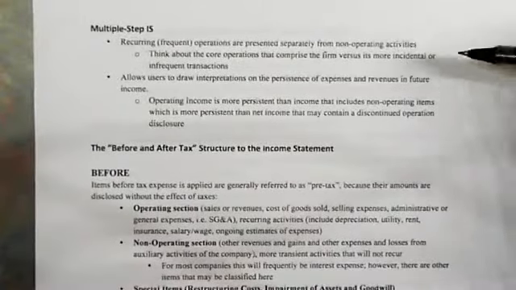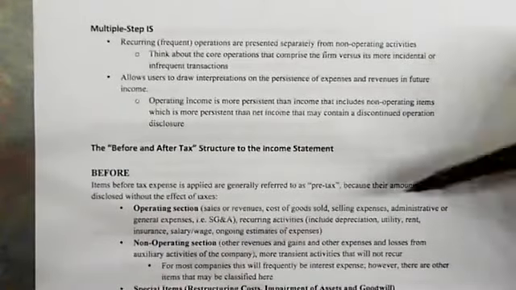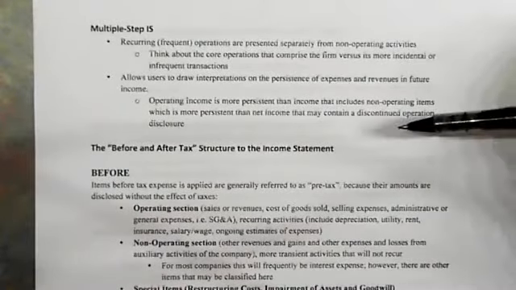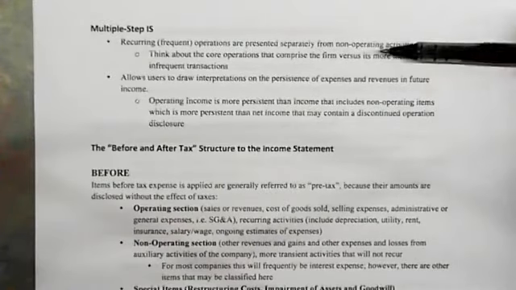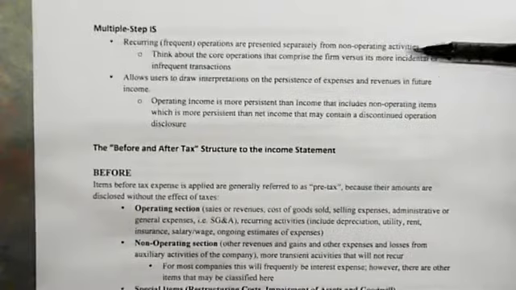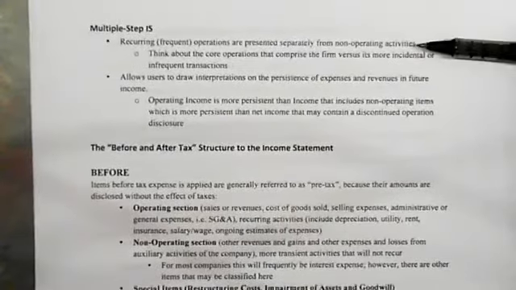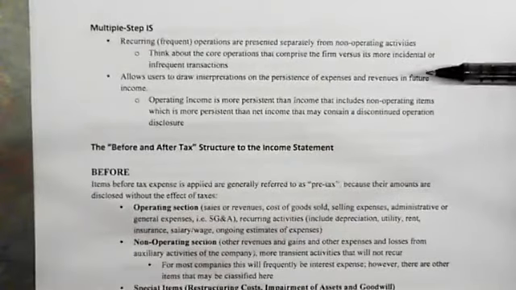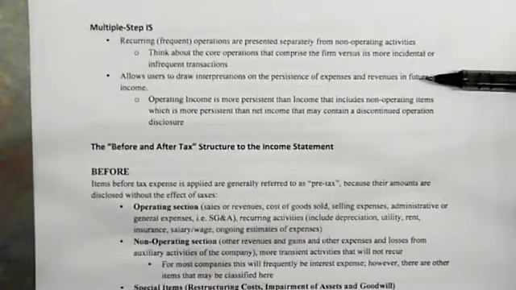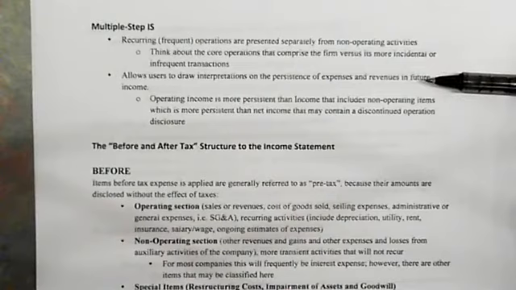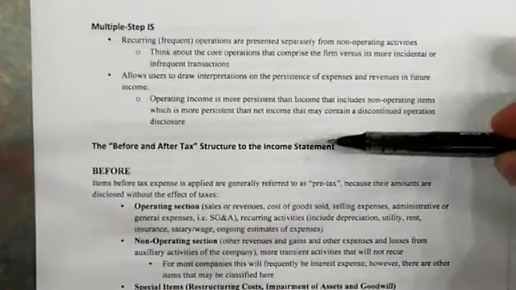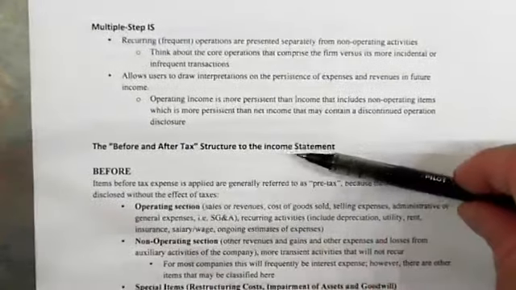So again, I talked about most of this, so I won't really go back through it again. The multi-step income statement shows recurring, frequent operations that are separately presented from the non-operating activities, and it allows us to draw interpretations on the persistence of expenses and revenues and future income. And again, we have the before and after tax structure to the income statement.